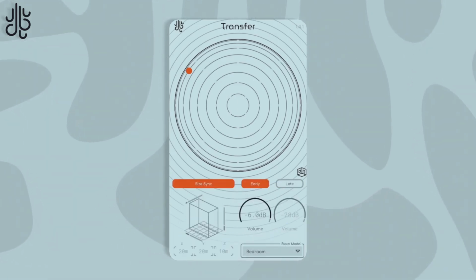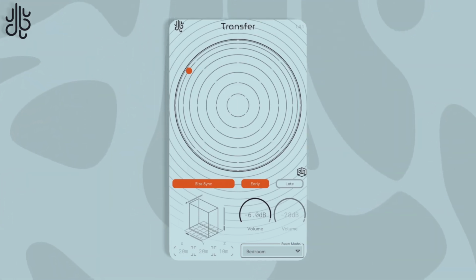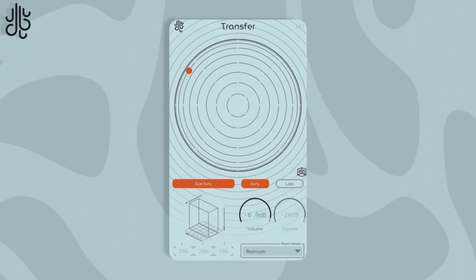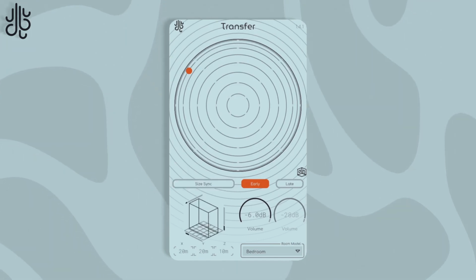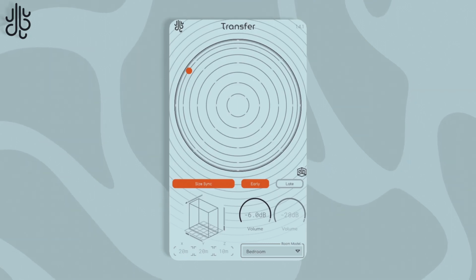Now we can see the reflection controls more clearly. The size control on the left determines the dimensions of the space around the user, and clicking the size sync button here makes the size of the space match with the distance value on the main control menu.